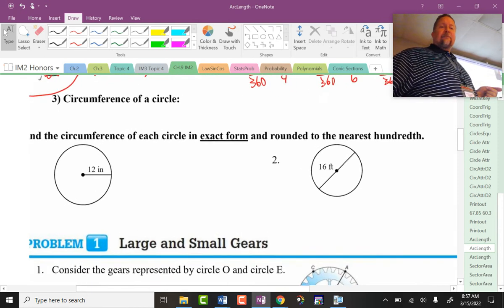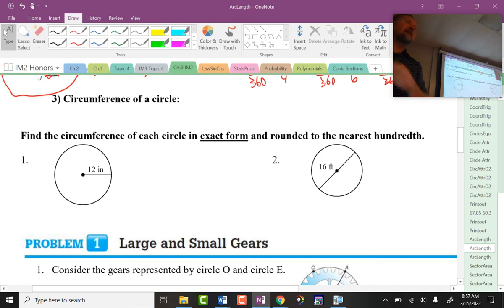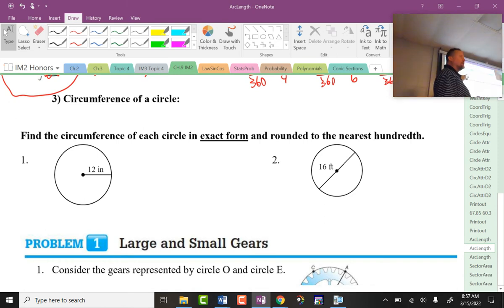What's going to happen after this? This is still like in the bell work. Things you should already understand. And you should already understand what the circumference of a circle is as a formula. But I know what happens.